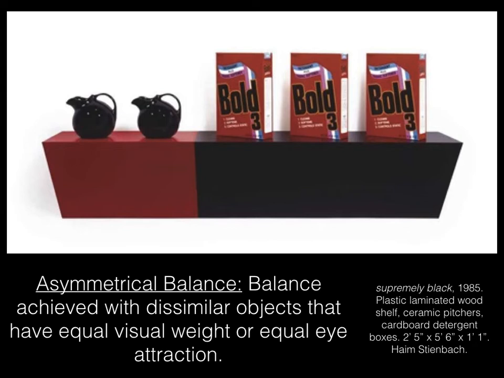All right, asymmetrical balance. So this is balance achieved with dissimilar objects that have equal visual weight or equal eye attraction. So this is a piece called Supremely Black by Chaim Steinbach. And so this is a type of balance, even though it's a little bit different than the last one, because there's more red boxes and less black pictures, but the shelf that they sit on, there's more of the black shelf and less of the red side, and it creates this balance. So not only is balance achieved through the shapes and sizes of the objects, but it's also achieved through the color. So it still feels very balanced, even though it's kind of off. There's something different about it. So again, another type of balance.